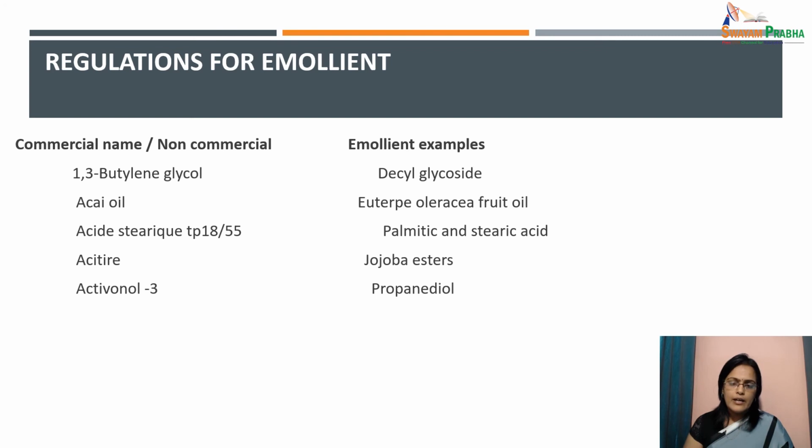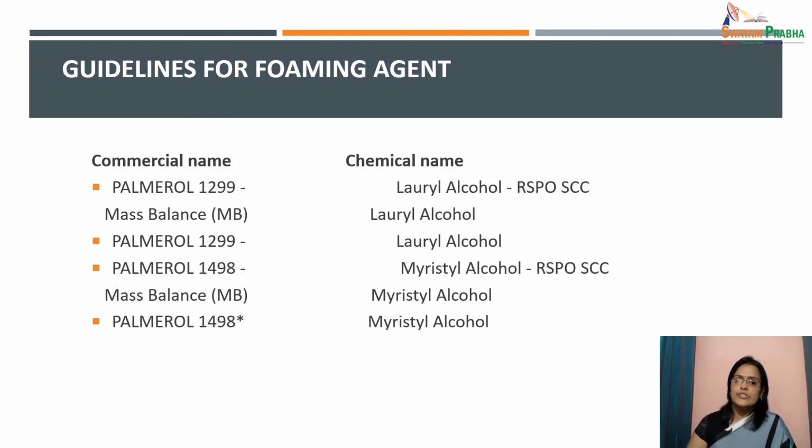Decyl glycosides, you can give as an example. So this is the commercial name and the salt; basically, just go through the example given in the table on your screen. Similarly, for foaming agents, there are ingredients with commercial names and their chemical names. Say for example, lauryl alcohol and myristyl alcohol, RSPO, SCC, myristyl alcohol, and these are certain commercial names which are recommended by Cosmos standards as foaming agents.